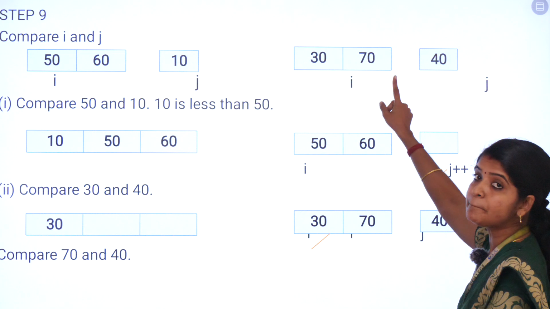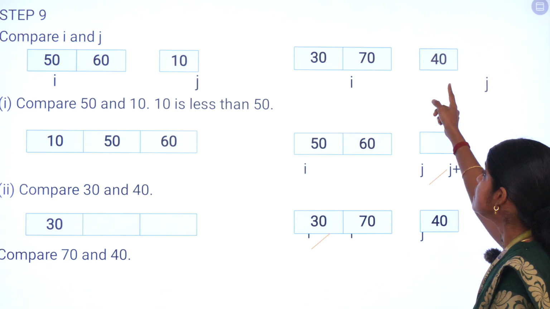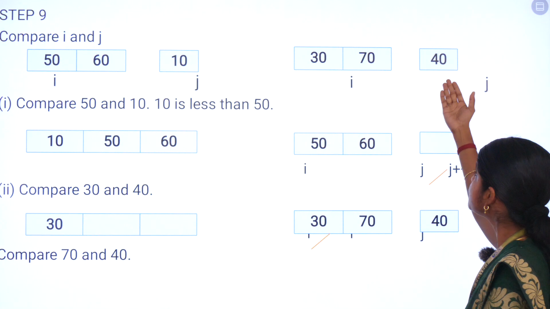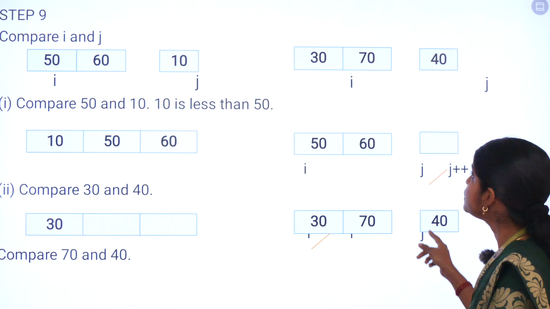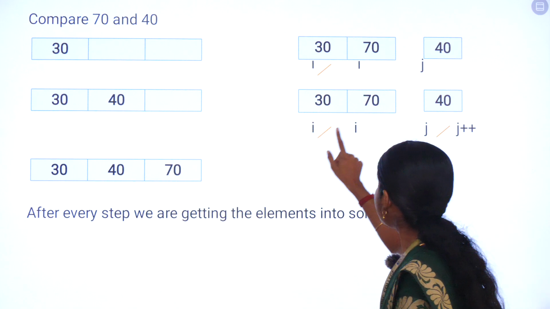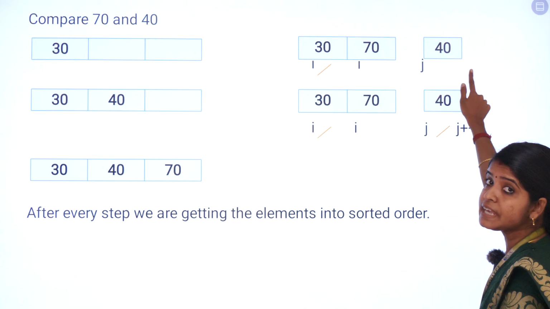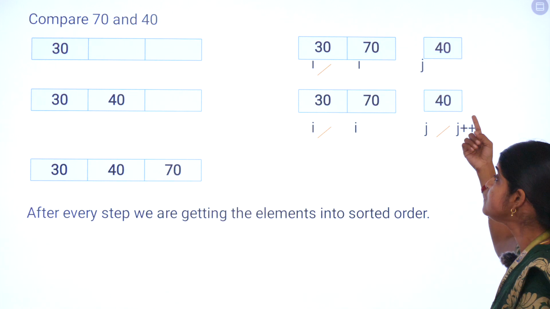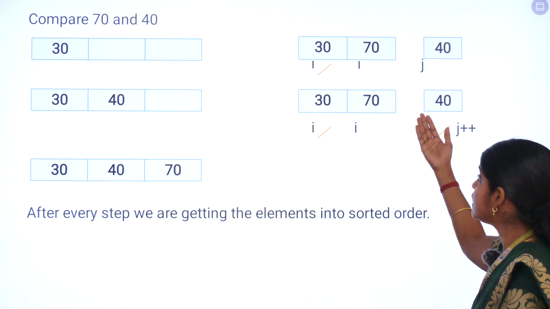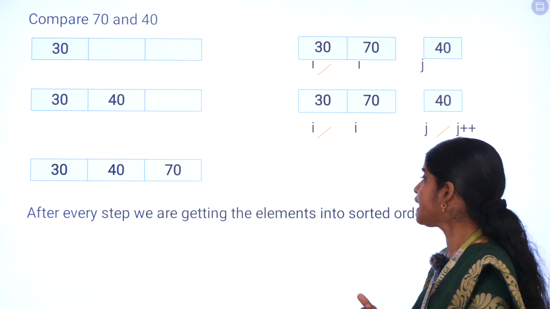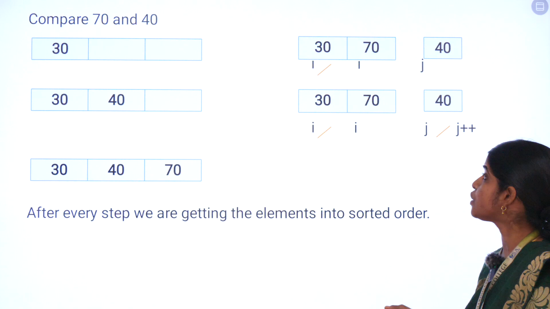After that we want to compare 70 and 40. So here 40 is less than 70, so we want to add 40 into the new array. Again this J value will be incremented to the next position. Here there is no element, so automatically it stored the 70 in the new array. So for every step we are getting the elements into unsorted order.